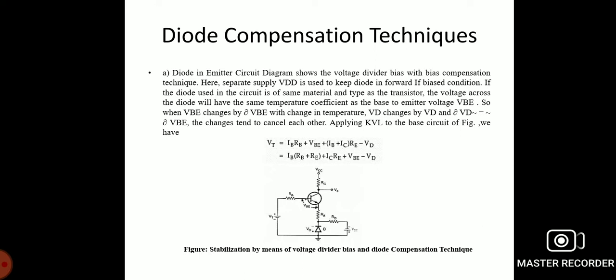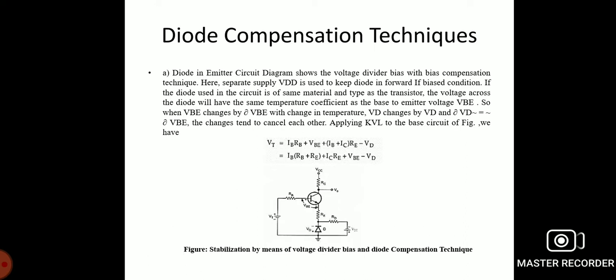So when the base emitter voltage changes by ∂VBE with changes in temperature, the diode voltage changes by ∂VD, and the changes tend to cancel each other. Now we apply Kirchhoff's voltage law to the base circuit. So this is the stabilization of voltage divider bias mode using the diode compensation technique.